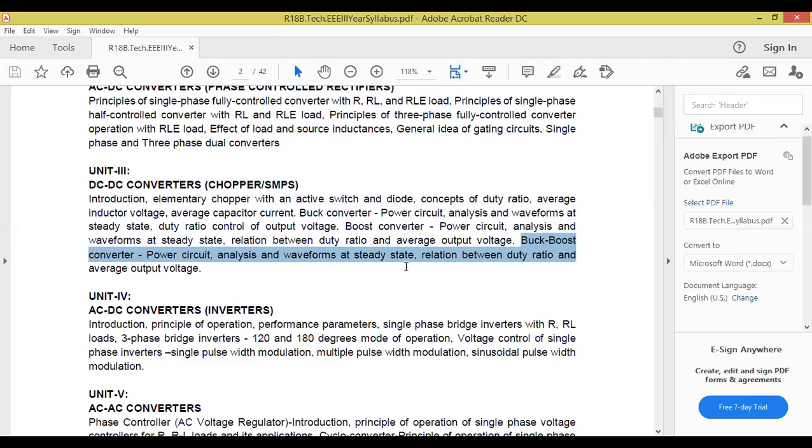But extra, what we have studied from this unit beyond the syllabus, is Jones chopper, Morgan's chopper, and class A, class B, class C, class D and class E choppers. These are not mentioned in the syllabus, but they will ask in the examination.